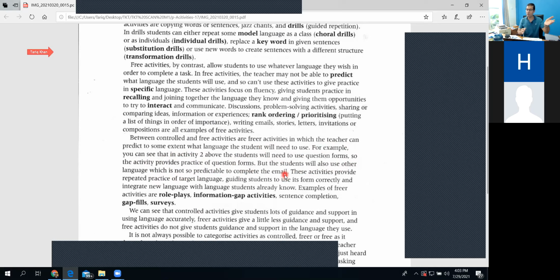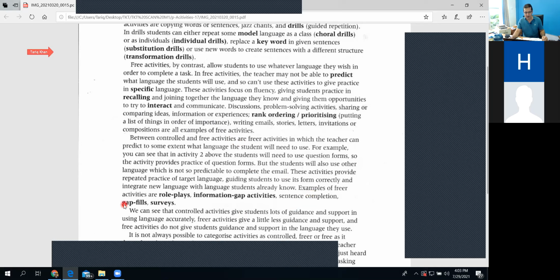Now the question form, why? Because they have given a series of questions to ask the institute for that information. So definitely for that they have to use questions. But after the questions, in further explanation, they are explaining themselves, so they have the option in that explanation to use language freely. That is why we call it a freer activity. Okay, right.